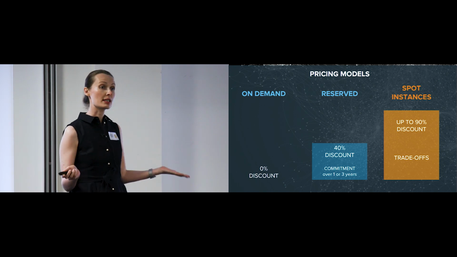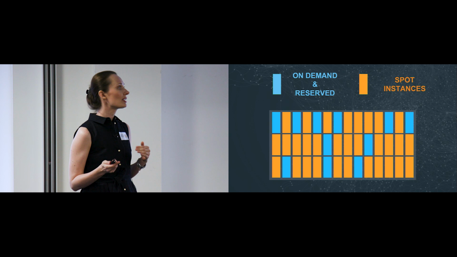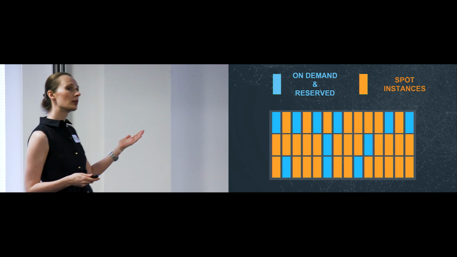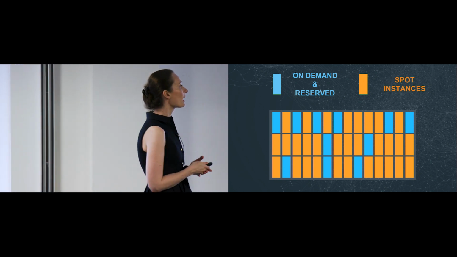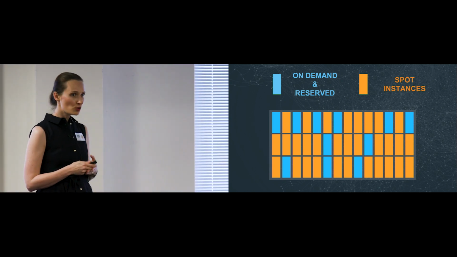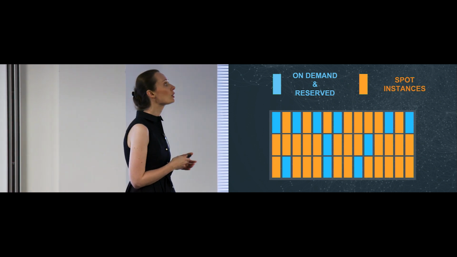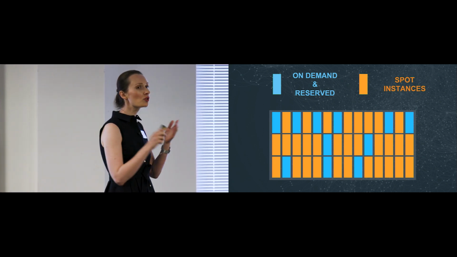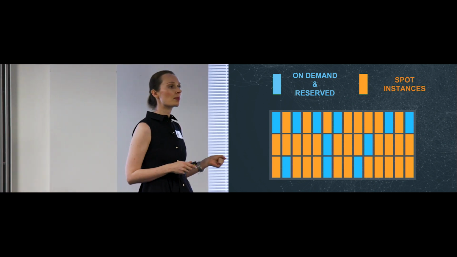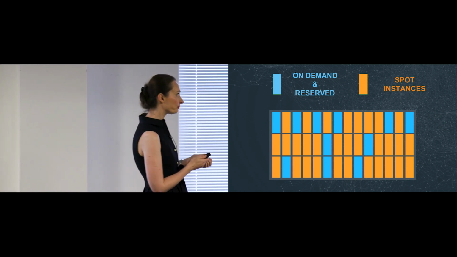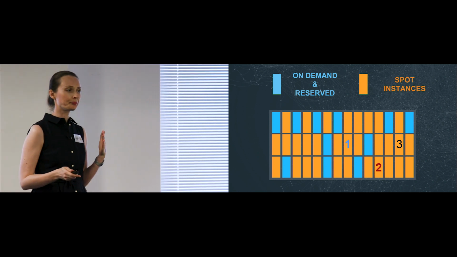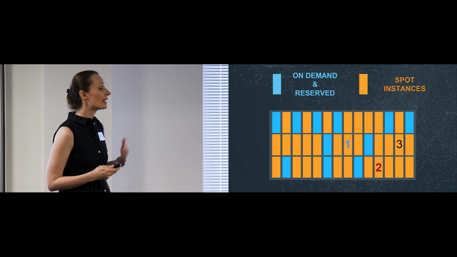But what are spot instances? If you imagine that this grid represents all of the instances that are available on Amazon, the blue boxes are those used by on-demand and reserved customers. All the orange are not used by this type of customers, and they are called spot instances. This is a huge amount of infrastructure, so Amazon thought, hey, why don't we give it to customers so they can use it cheap?